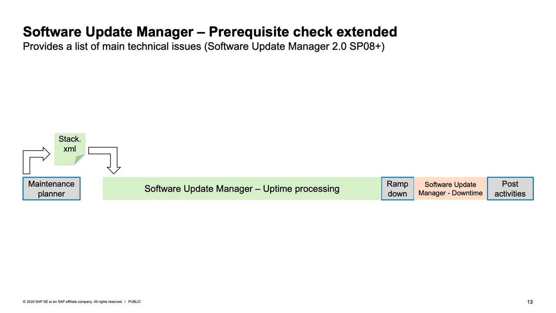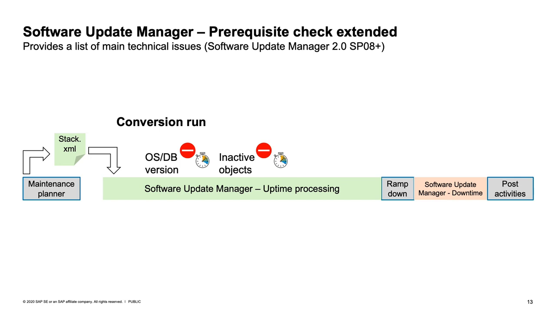Again, the process is the maintenance planner provides the stack XML. And you can imagine if you run your first conversion run on a sandbox, you may run into an issue that you have to solve. For example, database version not sufficient. You have to solve this, and then the next issue comes up, and it takes time to solve this issue. Once it's solved, you can continue the run, and another issue may come up, for example, as part of the simplification items. So you do not know exactly how many issues are coming up.